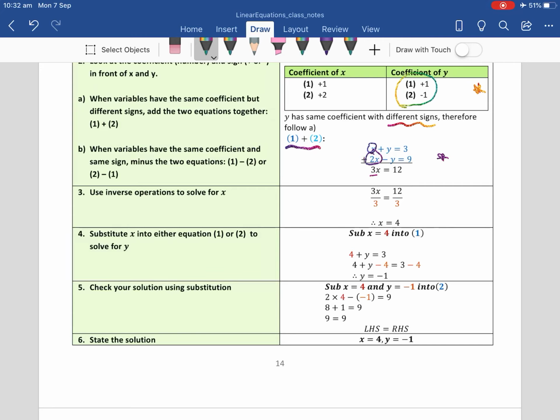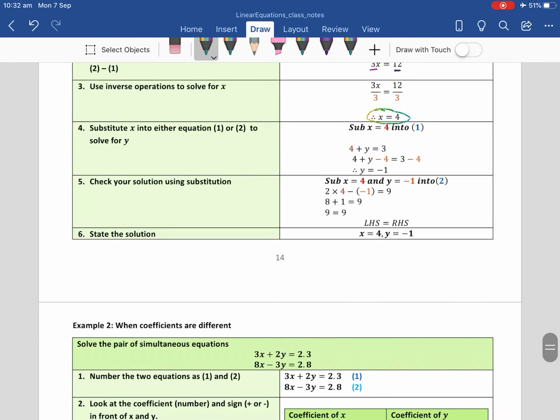And then we go 3 plus 9, which is 12. So we get 3x equals 12. From here, we solve for x, which means we divide both sides by 3, and you get x equals 4. Once you know that, you substitute x equals 4 back into one of the equations to find out what y is. For this one, we've substituted back into equation 1, so you'll have 4 plus y equals 3. To find y, you use inverse operations, so y equals negative 1.